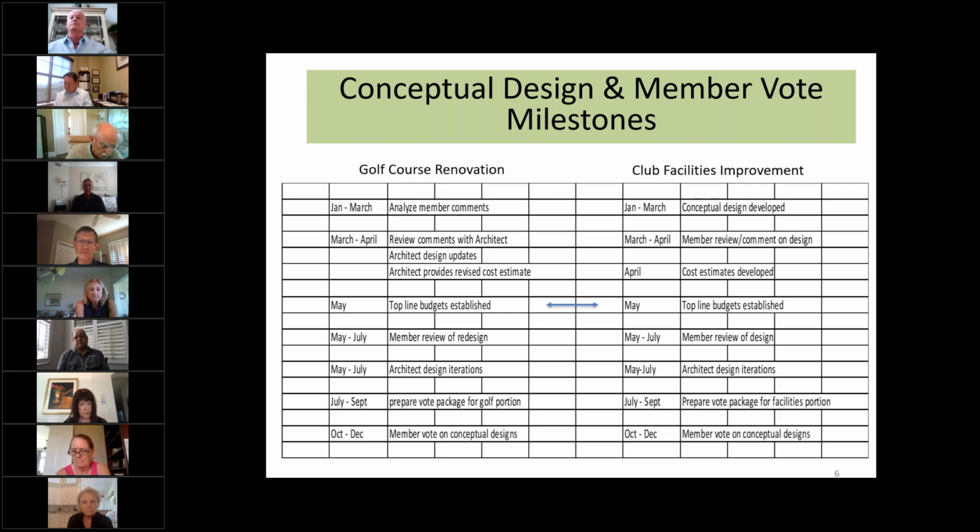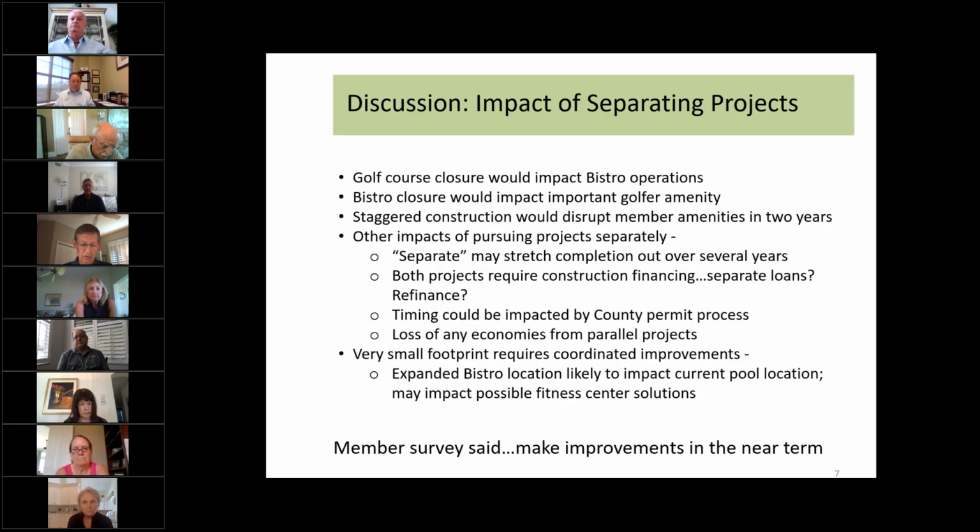Next chart, please. One of the important assumptions built into this milestone schedule we just talked about is that the golf renovation project and the facility projects, and by facility projects I mean the bistro and the fitness center, for example, will be done at the same time. That's one of the basic assumptions, that they're going to be voted on at the same time and pursued at the same time. Now, the board doesn't have to make a decision right now if that's exactly how we want to operate it, but it is time to discuss why we have this assumption in the first place.